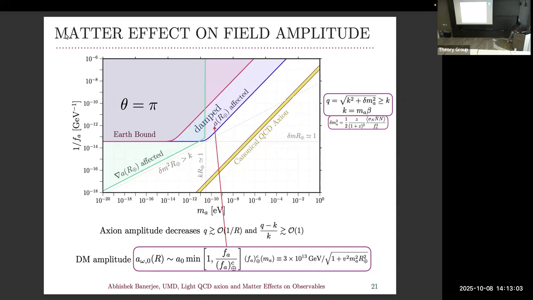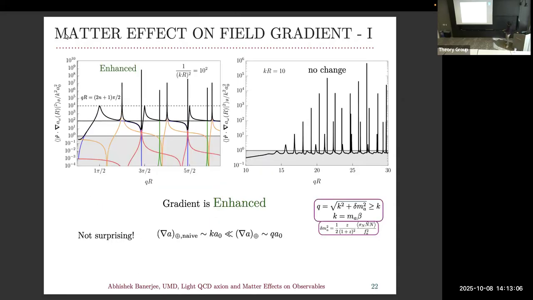Okay, so that's the first part. And what about the gradient effect? That's the second thing, because we had a lot of experiments which are looking at the gradient effects. And not surprisingly, the gradient is enhanced. Again, I plotted the same thing: kr less than 1, kr greater than 1, de Broglie wavelength large, small. Fine.